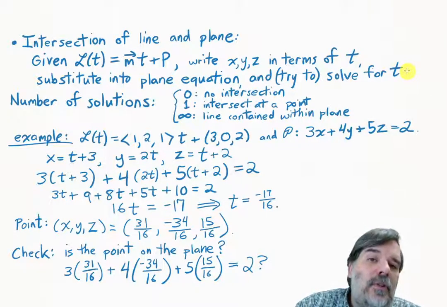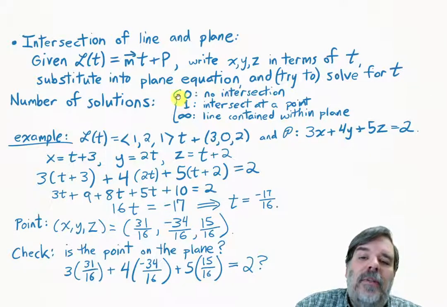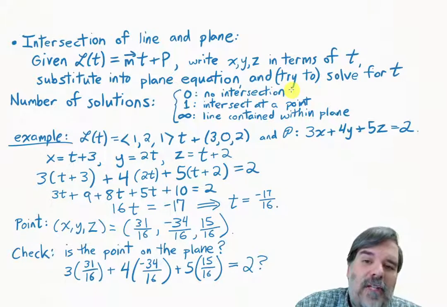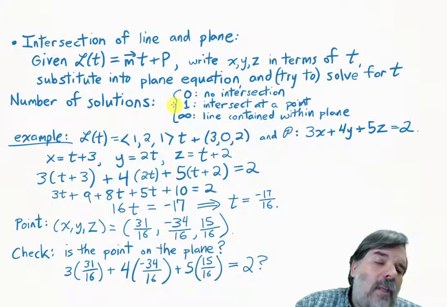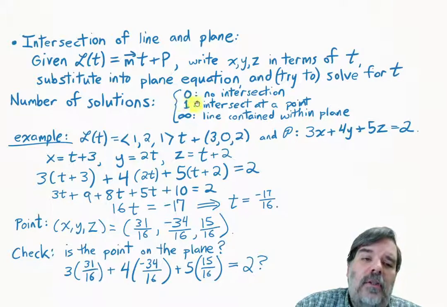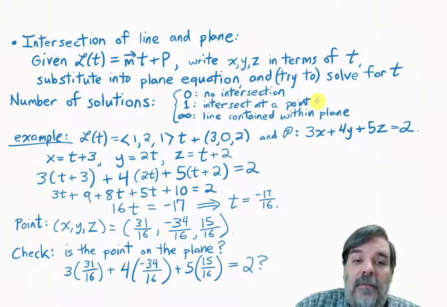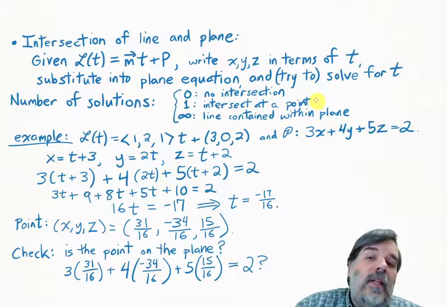The number of solutions you get tells you the type of intersection. If there are no solutions, right, if you try to simplify and you get something crazy like 5 equals 13, then it's a false statement. There are 0 solutions, there's no intersection. Most commonly, you're going to find one solution. You'll be able to find one value for t, which means that the line and plane intersect at a point.